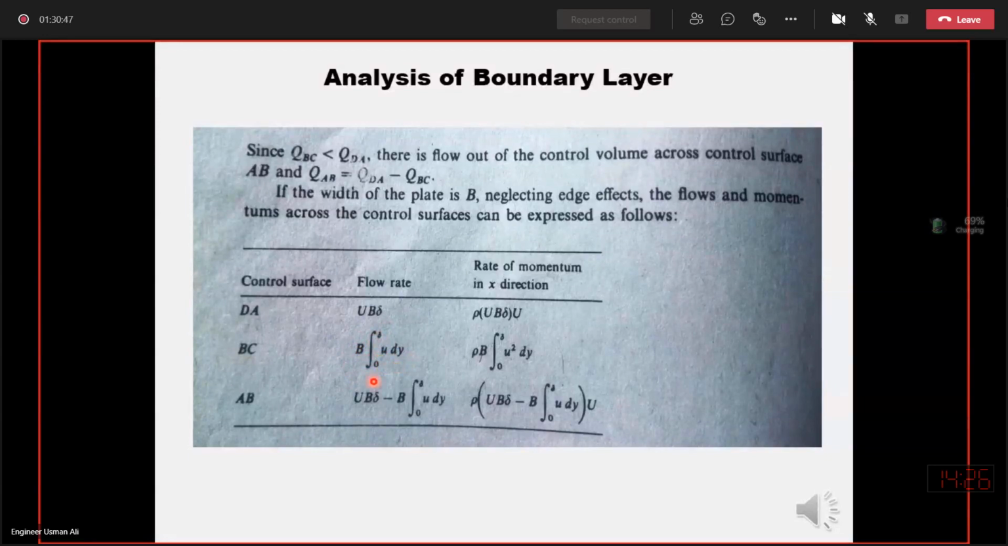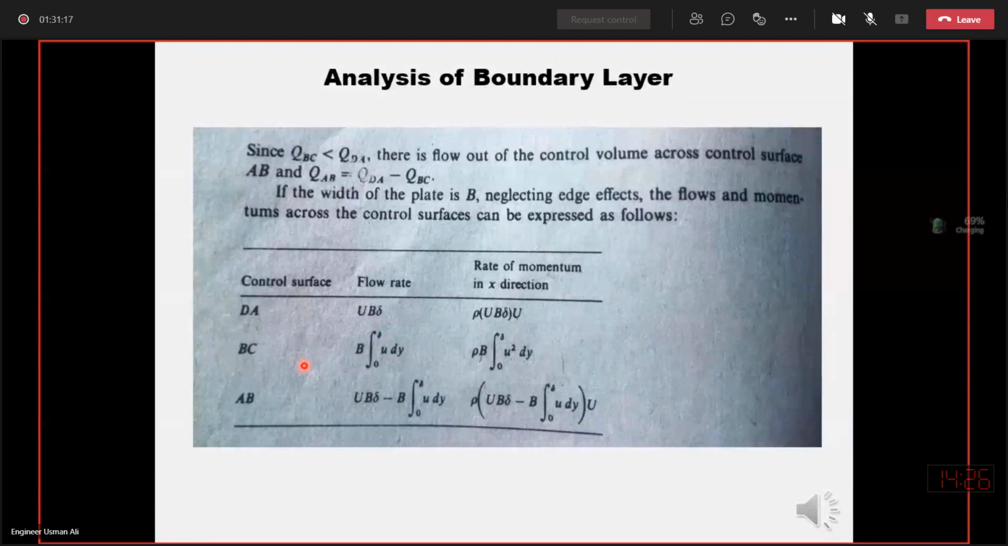How has it come? The differential discharge dq is u into dy, times b, and we will take the integration from 0 to del of b into u into dy. So that will be the total discharge at control surface BC. So this is how this flow rate has been written. The flow rate at the control surface BC is capital B, the width of the plate, into the integration from 0 to del of u into dy.